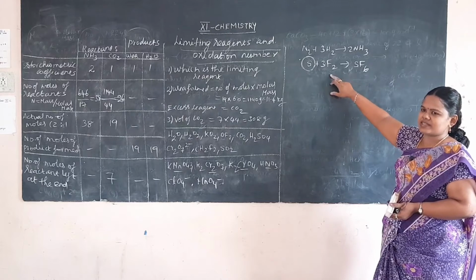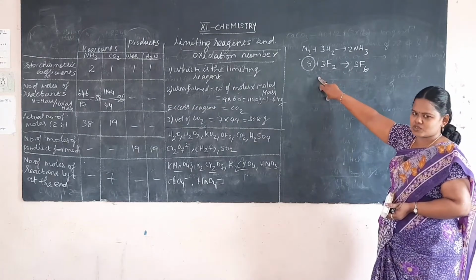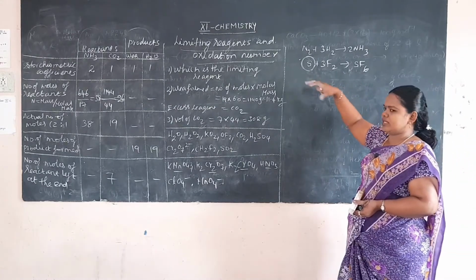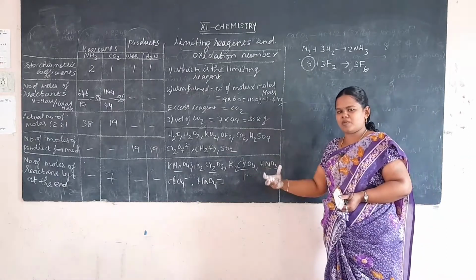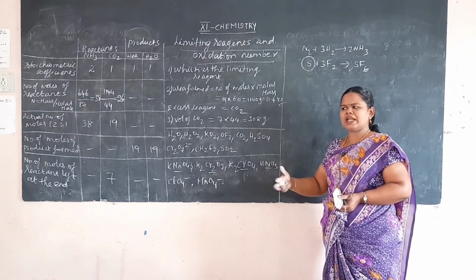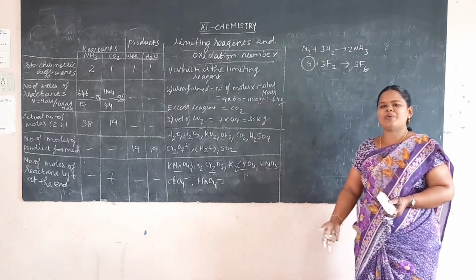Okay, this is the characteristic of what? Limiting reagent. So what is a limiting reagent? The reactant, when it reacts in a chemical equation, gets completely consumed to yield the product.